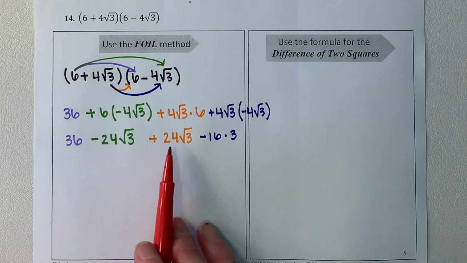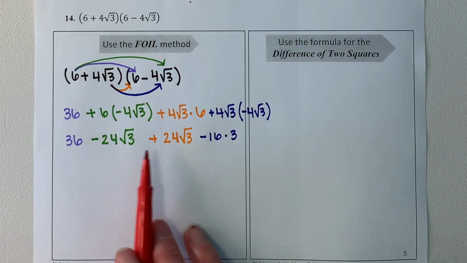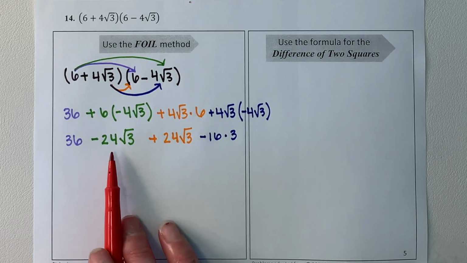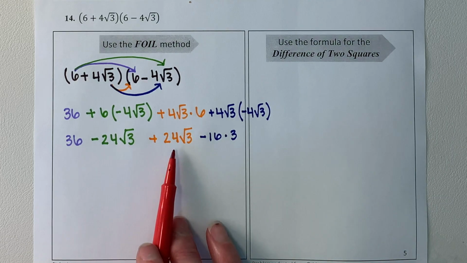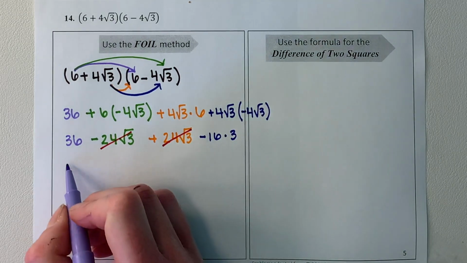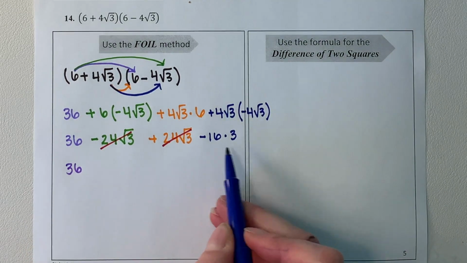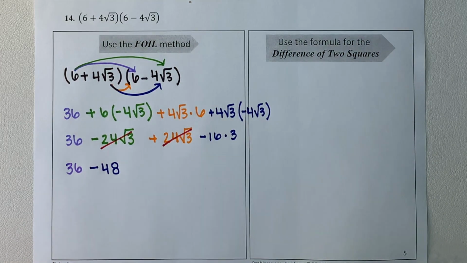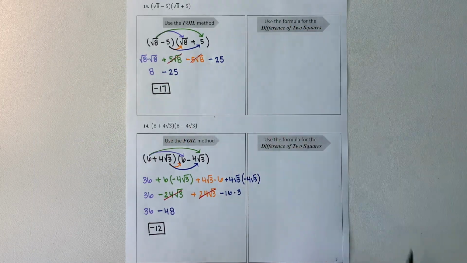Now, these are like radicals because they have the same radical base. And notice these like radicals will cancel out because when you take -24 square root of 3 plus 24 square root of 3, you get 0 square root of 3, or in other words, 0. So when we cancel these out, we're left with 36, and -16 times 3 will give us a -48. And 36 minus 48 simplifies to -12. So foiling will get us the correct answer here.